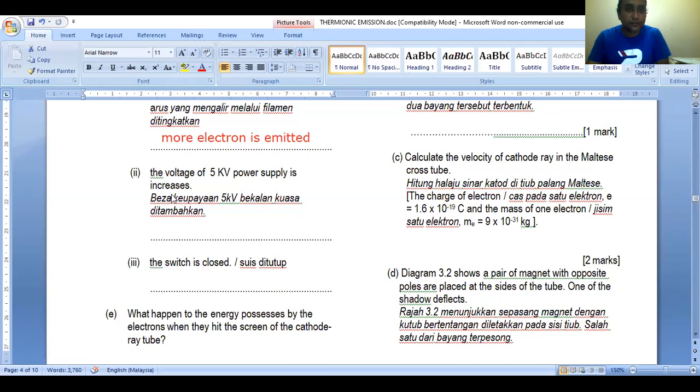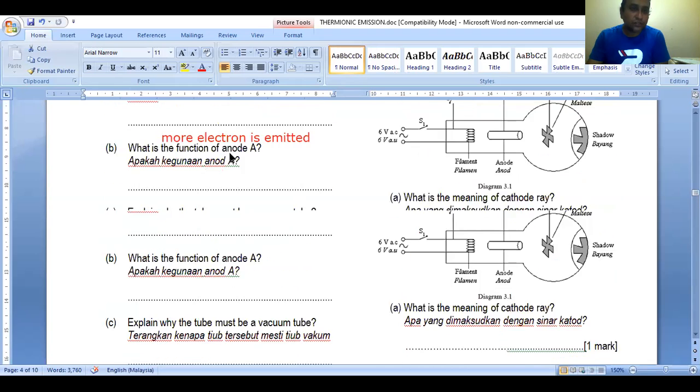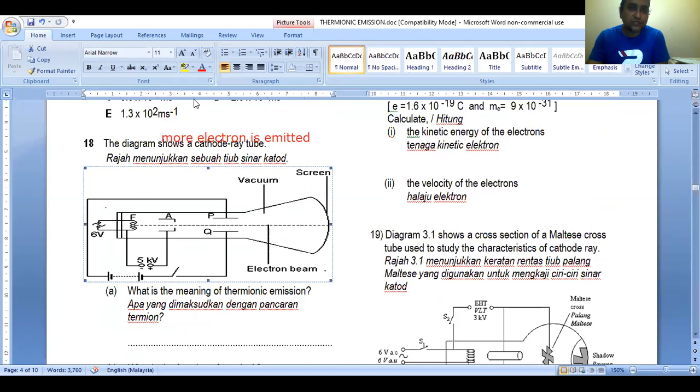Okay, next. The voltage of the 5 kilovolt power supply is increased. Now, what is this voltage? This is the voltage of the anode. So this 5 kilovolt is your anode. So A is your anode.